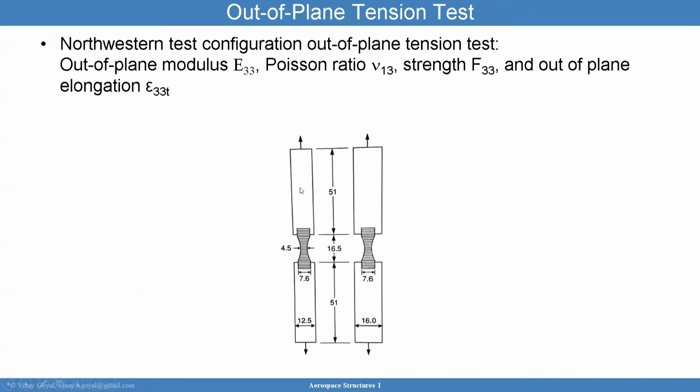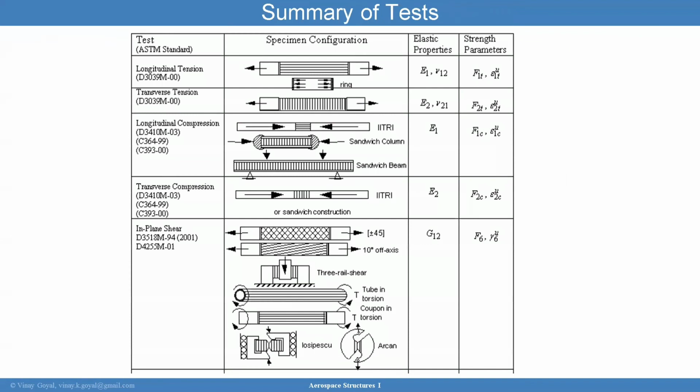Out-of-plane tension test can also be tested to measure E33 out of plane. So my plies are stacked in these directions, and I'm looking at the strength in that direction. The Poisson ratio can be measured, and the out-of-plane elongation as well. Here, what I'm doing, pause the video. I'm not going to go into this in a lot of detail, but if you want to learn more, pause the video and download the ASTM standards through the university libraries, and you'll get these ASTM standards. They're typically used to measure various strengths and elastic properties and strength parameters.